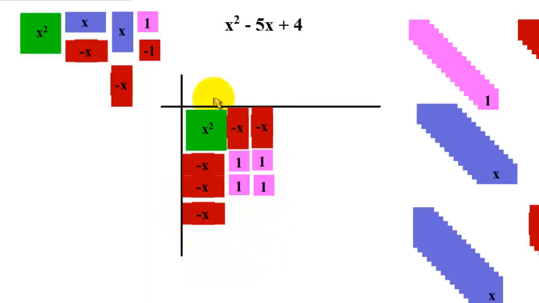Now the model is not a rectangle, so we need to fix this one. So what if I move this here and I move this one here?